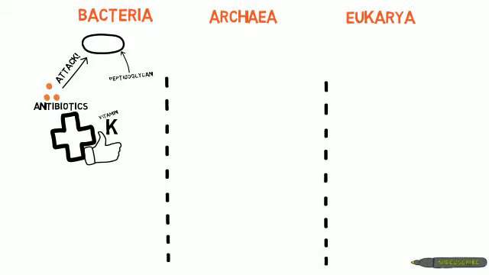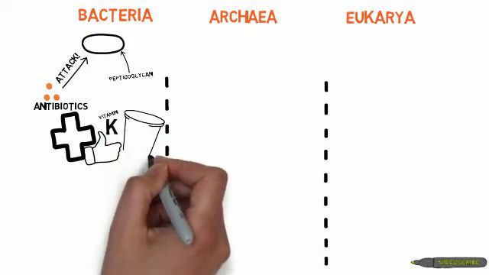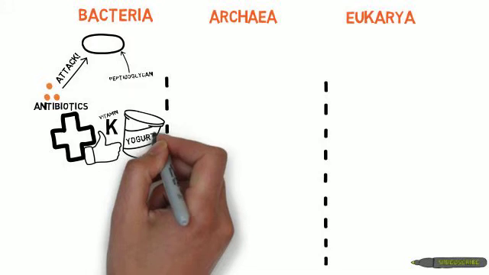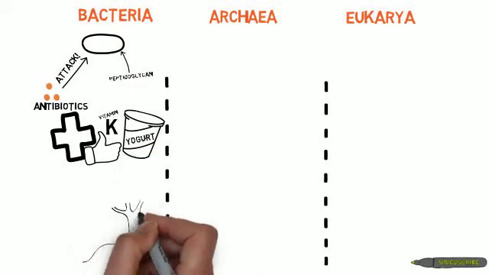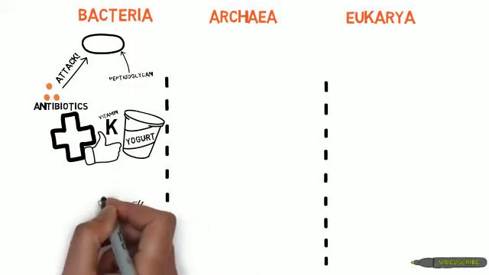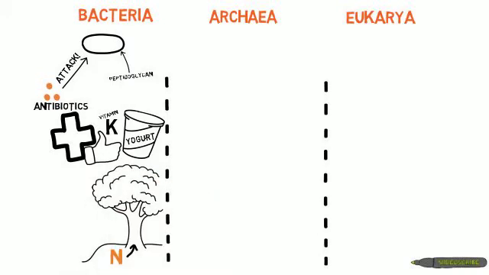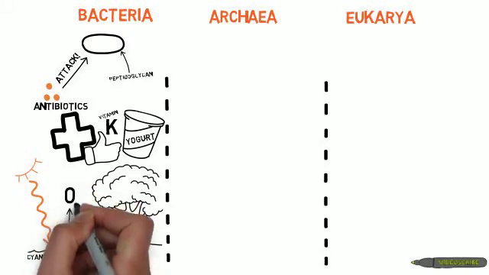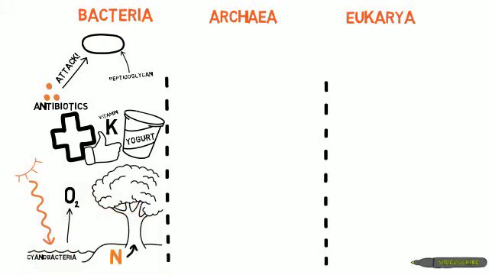Bacteria also have many other benefits. Lactobacillus is the bacteria responsible for making your yogurt. Without the bacteria rhizobia, plants wouldn't be able to take in the nitrogen they need to survive. Cyanobacteria live in the oceans and produce a large portion of the oxygen in our atmosphere by photosynthesis.